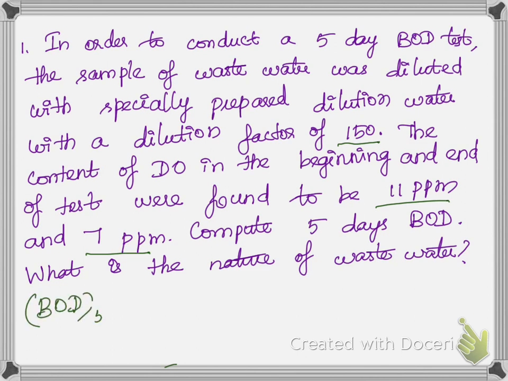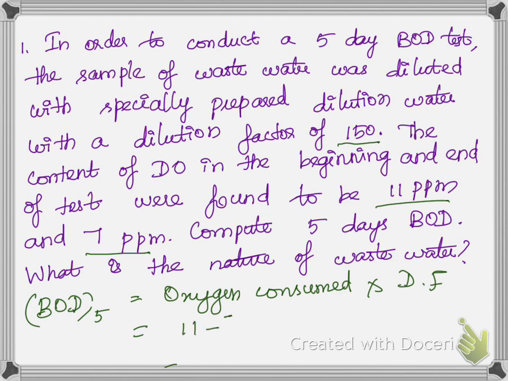So BOD5, the formula is oxygen consumed into dilution factor. How can we calculate the oxygen consumed? It is very simple. In the beginning it was 11 ppm and at the end it was 7 ppm, so 11 minus 7 gives us the amount of oxygen consumed. The dilution factor is given in the problem as 150. So into 150, which gives me BOD5 is equal to 600 ppm. This is my answer.